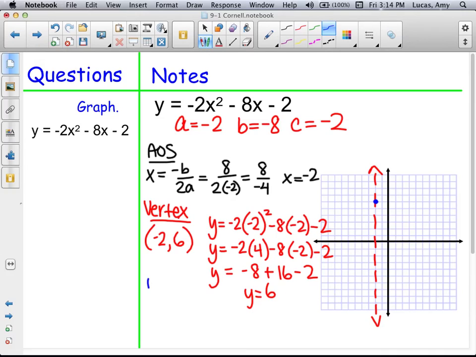Then all we need is the y-intercept. The y-intercept is C, so it's -2. On the y-axis, -2 is down here. And then reflect it to the other side of the axis of symmetry.